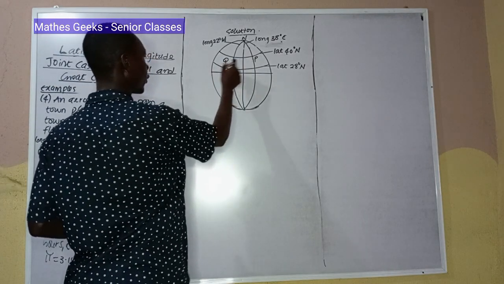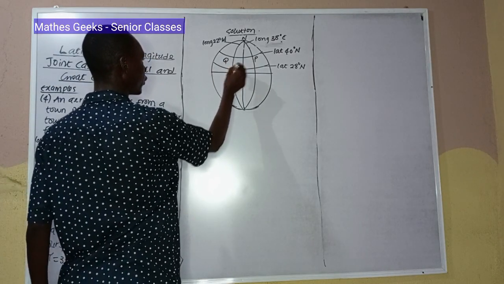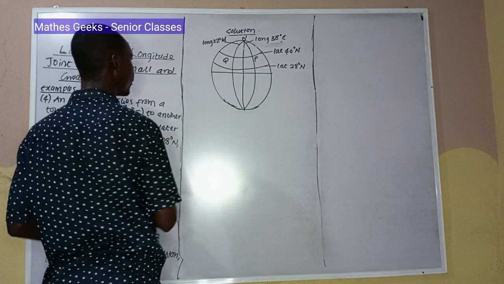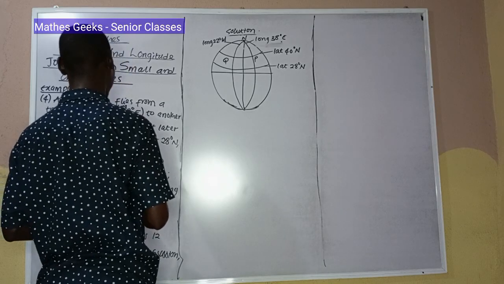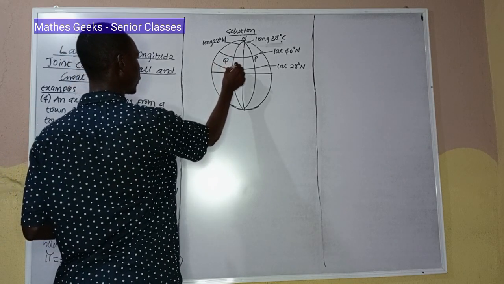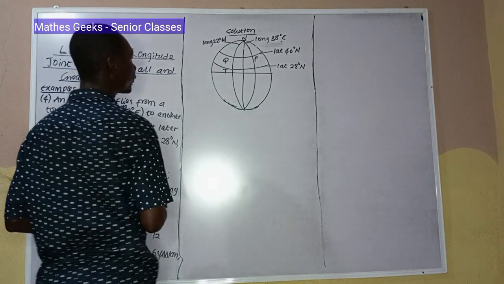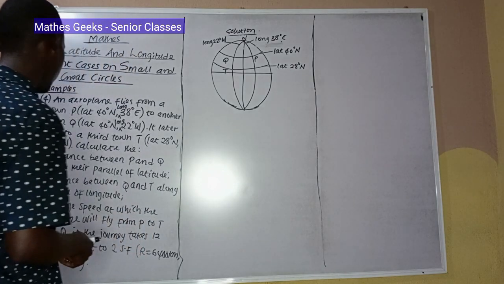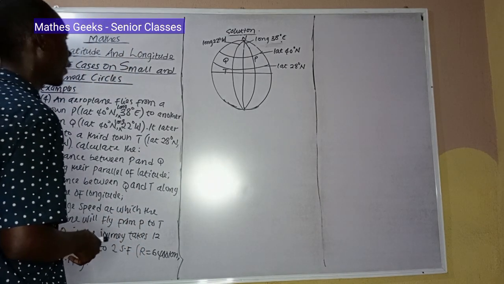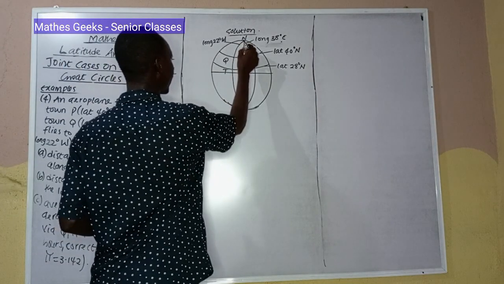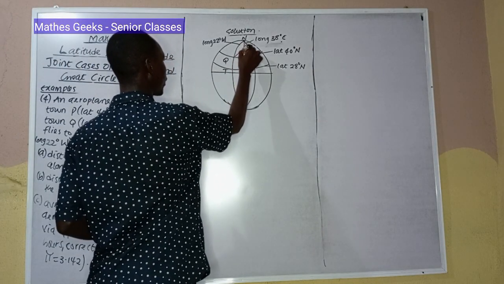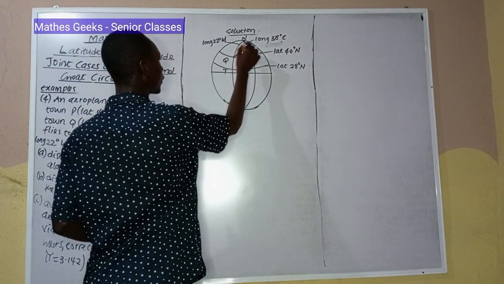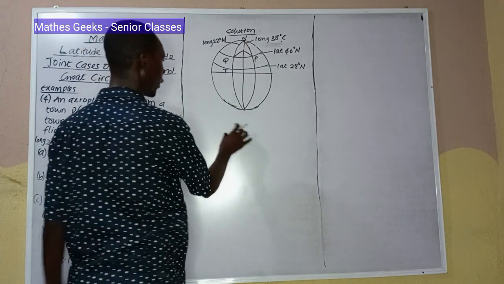So they are on the same line of longitude. So that's point C, and this is point T. Okay, these are the points. Now part A says calculate the distance between P and Q along their parallel of latitude. A parallel of latitude means it's a small circle. So we're going to do that now.